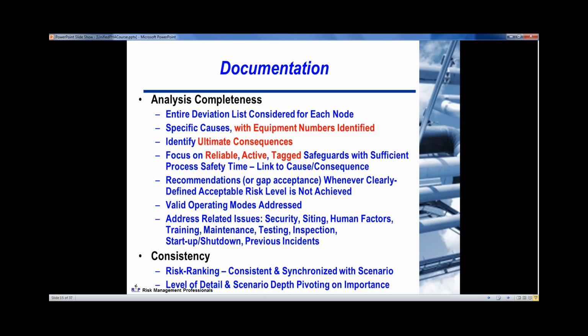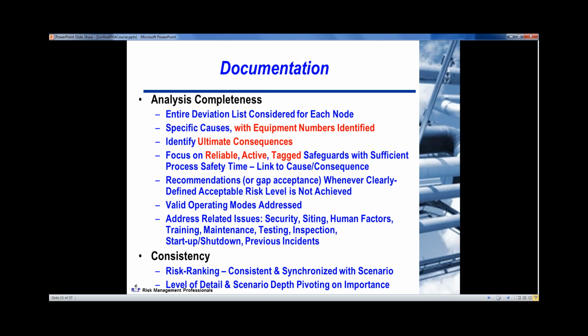I don't know how many revalidations I pick up where the original effort was done by another facilitator who may have done a poor job, and you're looking at a very cryptic "valve closes" as the scenario, and it's very time consuming to figure that out and guide your team in the right direction. A lot more to be discussed on that.